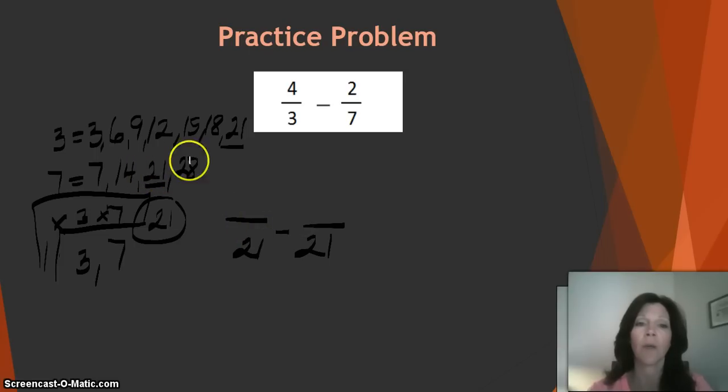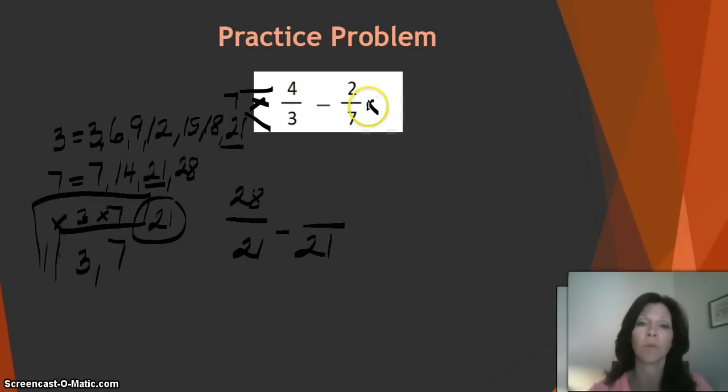21 is it. So what did it take to make 3 equal 21? 1, 2, 3, 4, 5, 6, 7. You had to multiply 3 by 7. Whatever you do to the bottom, you have to do to the top. 4 times 7 is 28.